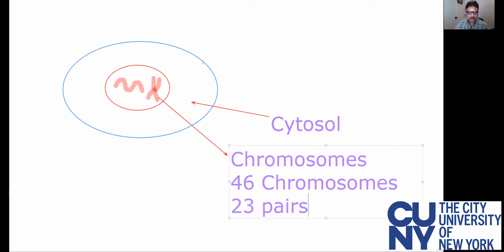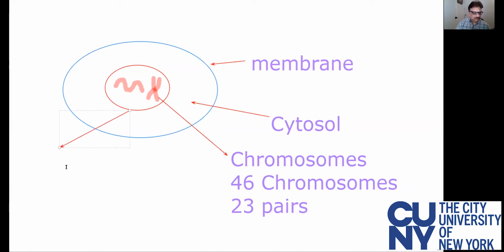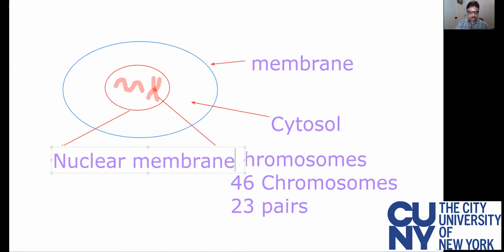So a human cell or a eukaryotic cell will have a cell membrane, and within the cell membrane will be cytoplasm, and within the cytoplasm is the nucleus, which houses the chromosomes. The membrane that separates the nucleus and the cytoplasm is called, some books will say nuclear envelope, but mostly will say nuclear membrane.